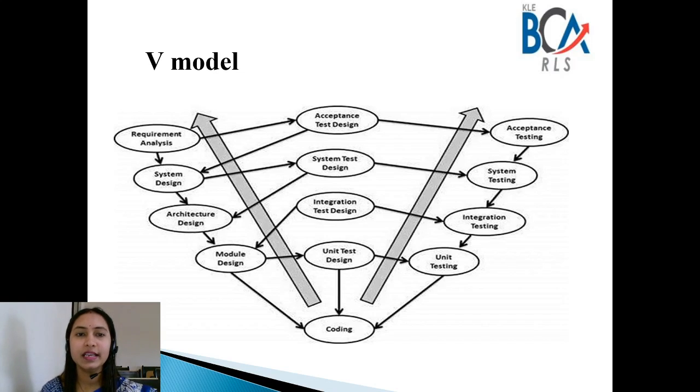So let us see the other part of the V. The other part is the validation phase. In the validation phase, you can see the testing starts in parallel with respect to your development phase. So first, let us see what is unit testing.